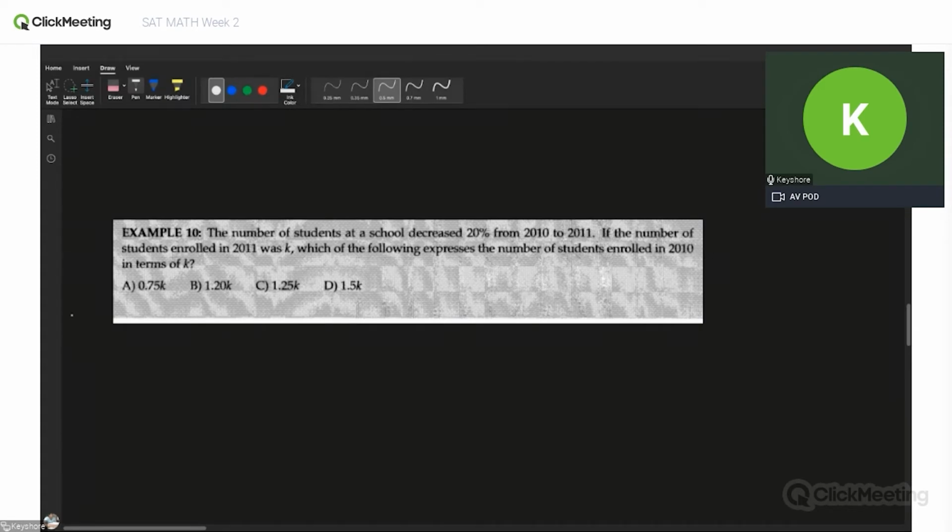All right. So we've got one answer. Okay. So we've got 2 different answers now, C and B. All right, that's good. So we'll go over how to figure out the answer to this one. Now, you have to read the question properly in this case. So they're saying the number of students at a school decreased by 20% from 2010 to 2011.